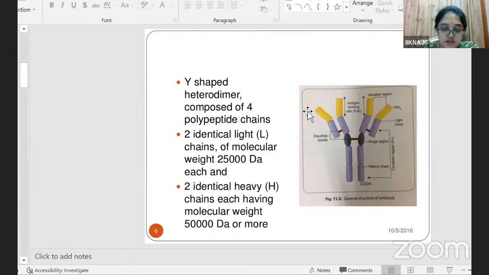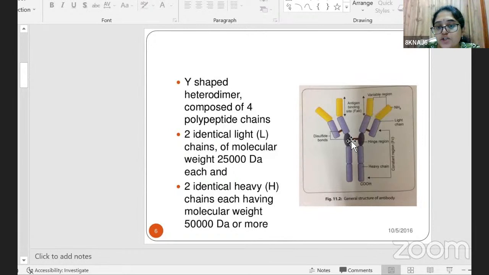This is the variable region because it has two antigen binding sites. These are the two antigen binding sites. They are known as bivalent in nature. Each antibody molecule is made up of four polypeptide chains. Of the four chains, you have two identical short strands called the light chains, and two long identical strands known as the heavy chains. Therefore, it's known as an H2L2 structure or a heterodimer.